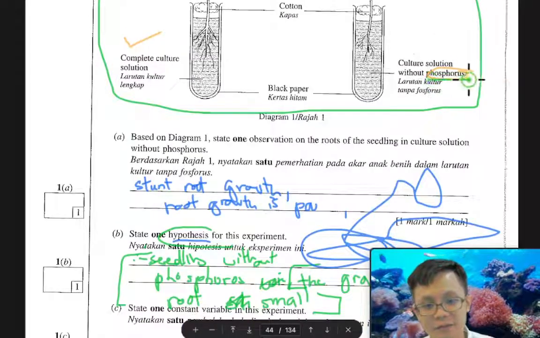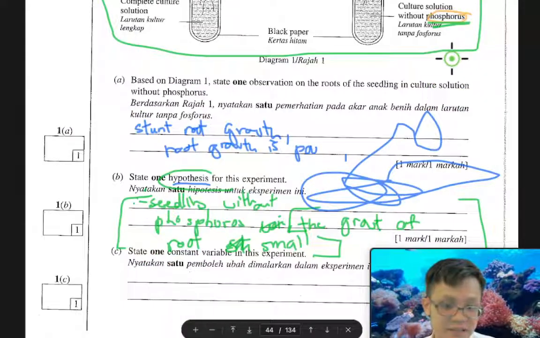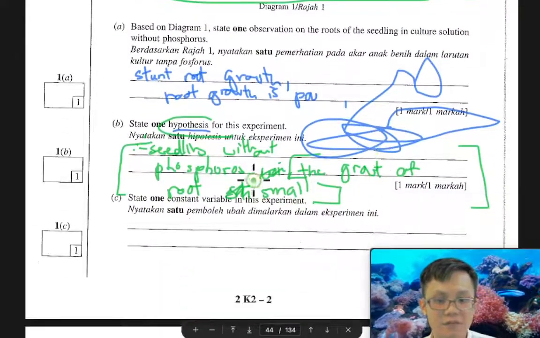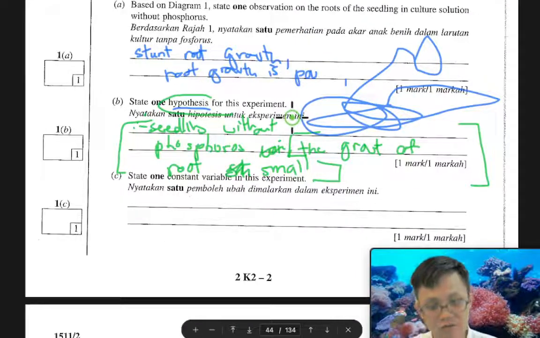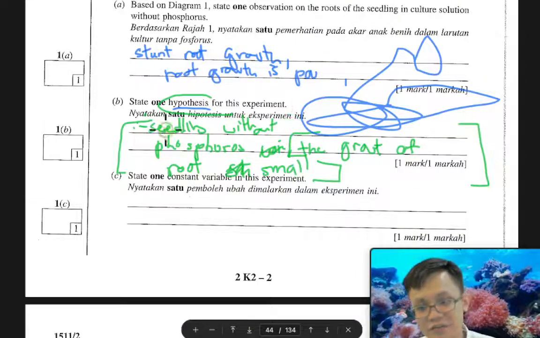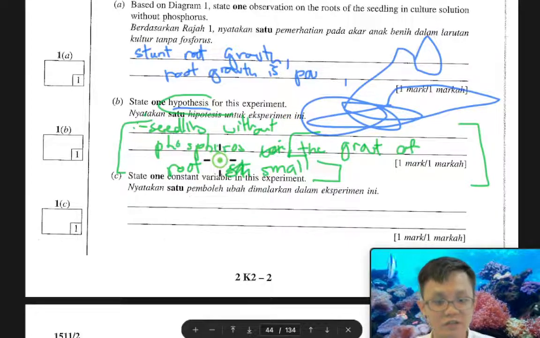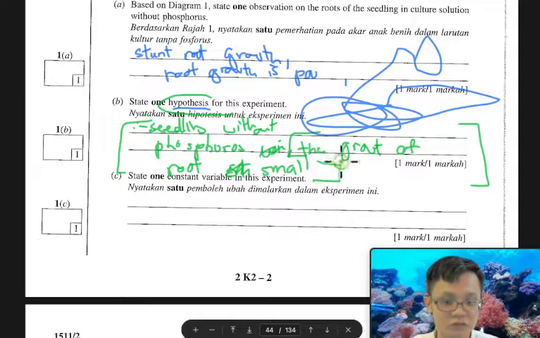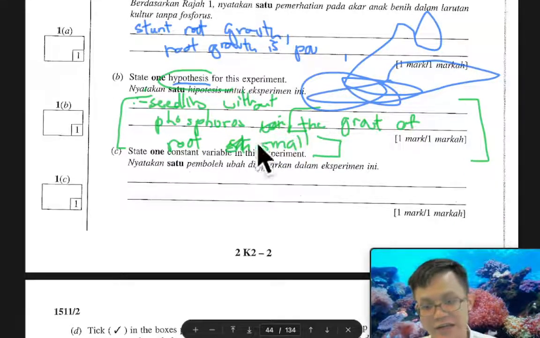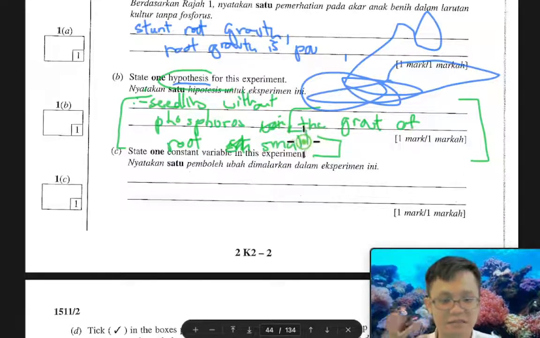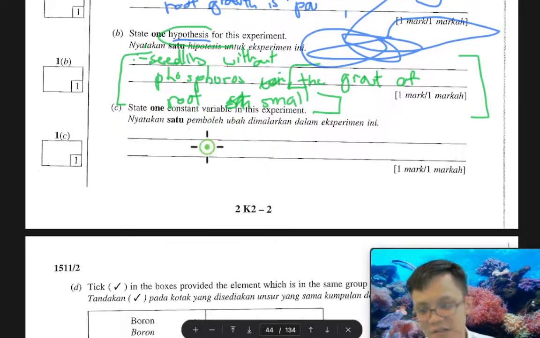Okay, this is the keyword. But if your keyword doesn't have phosphorus, you won't get it wrong, because it is very obvious that they want to test with phosphorus or without, or you can change it to the positive one: seedlings with phosphorus will have healthy root growth. When you go to university, there are a few hypotheses. You can choose either the positive or negative, but it's still the same.